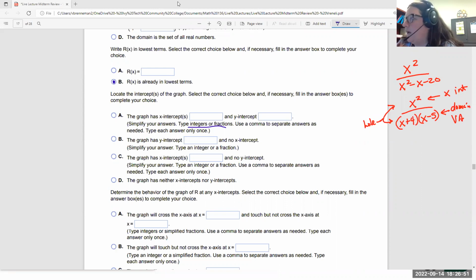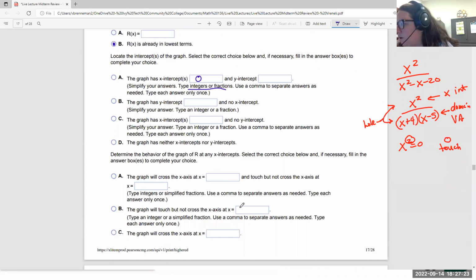So we have the x-intercepts come from the top. And so that's x squared. What makes x squared equal 0? 0. So we have 0 for the x-intercept. And it was squared, so it's going to touch only at 0. So not putting an ordered pair, just putting the number and then jumping ahead. It will touch but not cross the axis at 0.